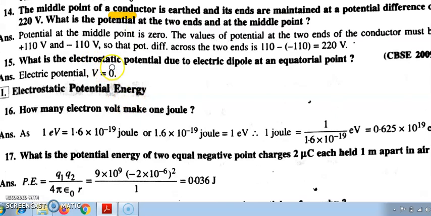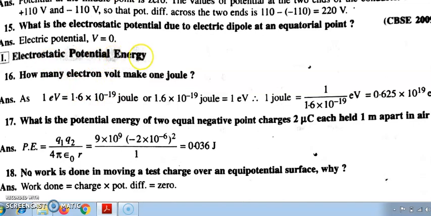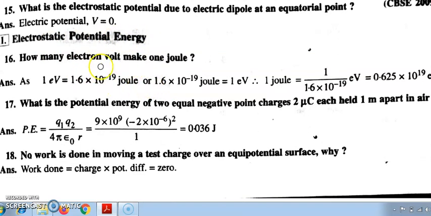What is the electrostatic potential due to electric dipole at the equivalent point? Direct question, and we know that the electric potential due to electric dipole at an equivalent point is always 0. So define the electrostatic potential energy. Now how many electron volt make 1 joule? We know that 1 electron volt equals 1.6 × 10⁻19 joules, and obviously from this formula you can calculate 1 joule equals this number of electrons, 0.625 × 10¹⁹.